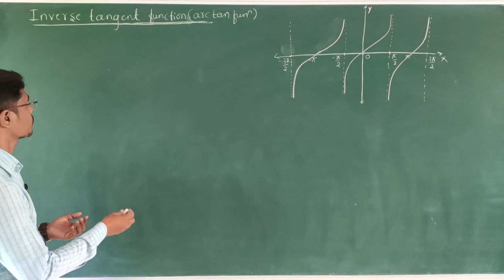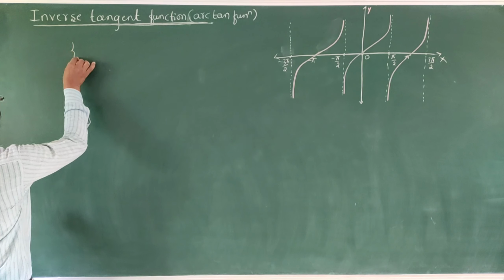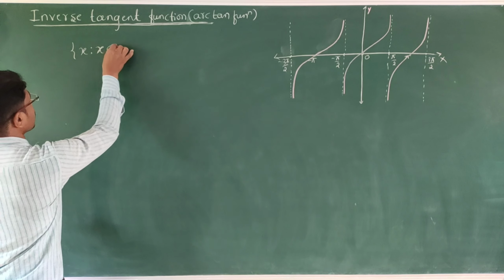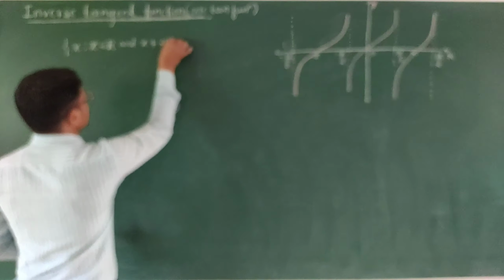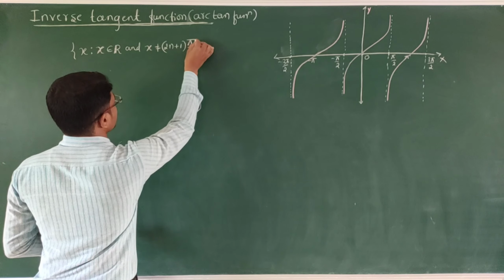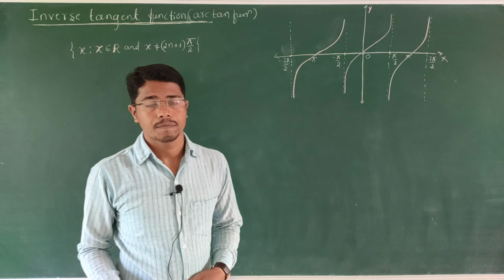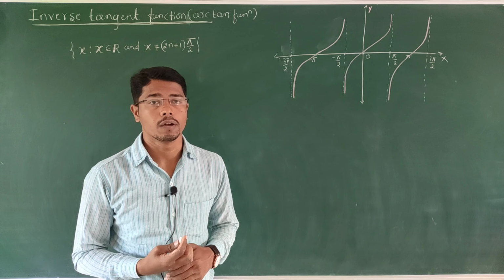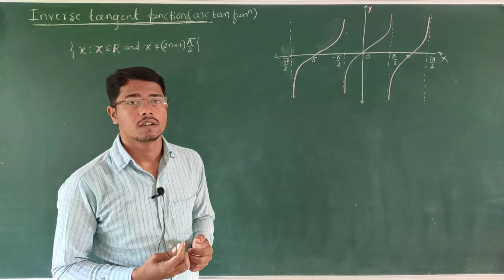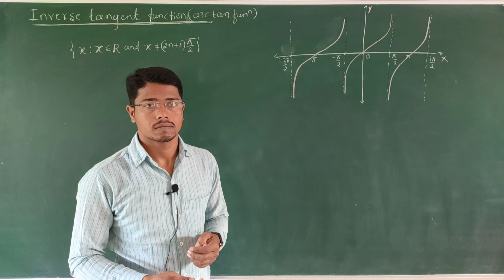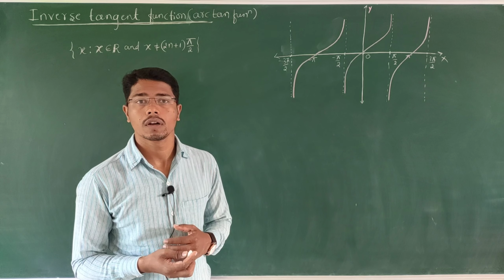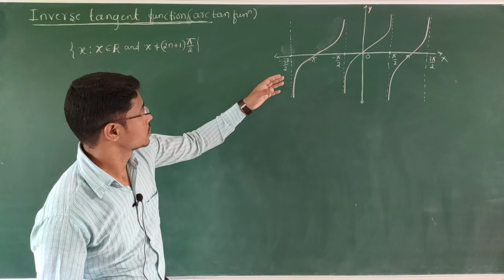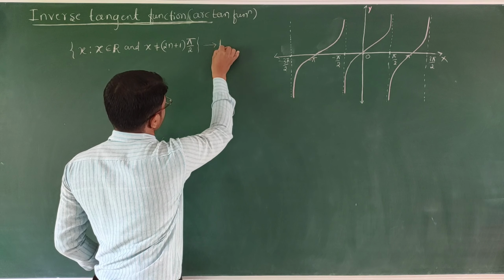We know that the domain of the tangent function is x such that x belongs to R and x is not equal to (2n+1)π/2. So its domain is R except odd multiples of π/2, because when x is equal to π/2, the value of tan becomes infinite. Therefore, the domain is x such that x belongs to R and x is not an odd multiple of π/2. Its range is R.